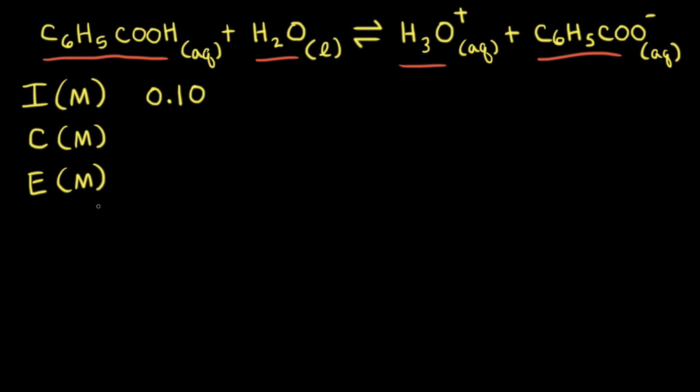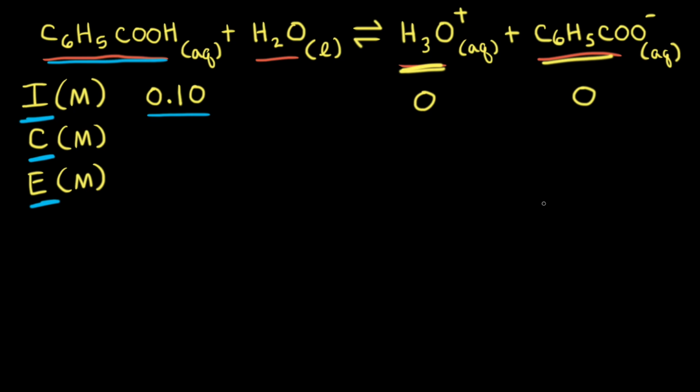To help us find the Ka value for benzoic acid, we're going to use an ICE table, where I stands for the initial concentration, C is the change in concentration, and E is the equilibrium concentration. In our problem, we were told the initial concentration of benzoic acid was 0.10 molar. If we assume that benzoic acid hasn't reacted yet, the initial concentration of hydronium ion would be 0, and the initial concentration of benzoate would also be 0.